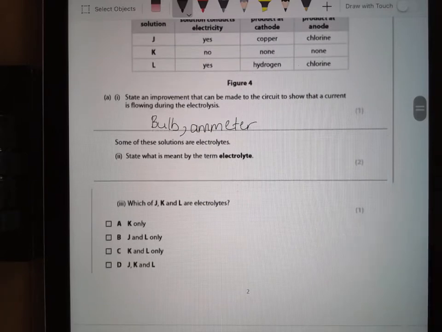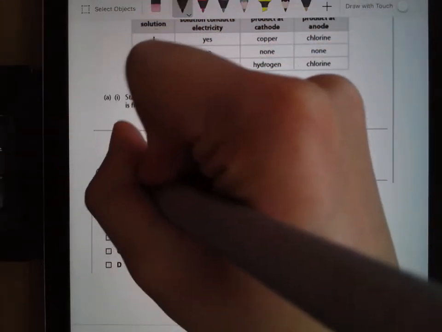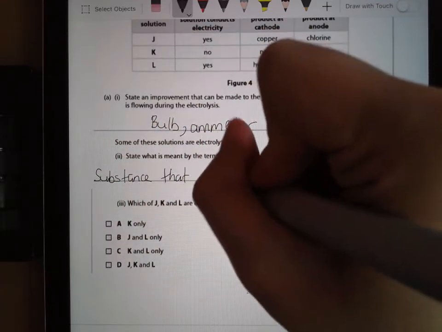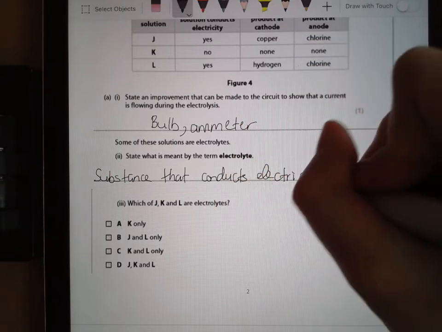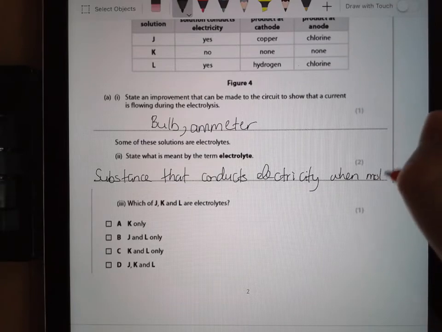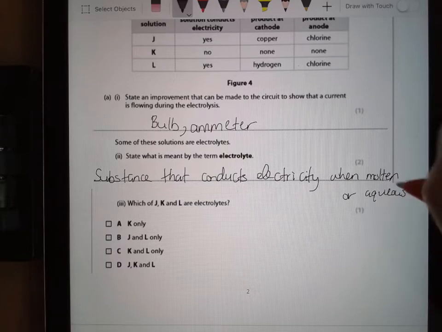What is meant by the term electrolyte? Okay, so an electrolyte is a substance that conducts electricity, and you'll get a mark for mentioning conducts electricity, but it only conducts electricity when it is molten or aqueous. And your second mark comes from mentioning molten or aqueous. Instead of molten, if you wrote liquid, and instead of aqueous, if you wrote in solution, that's fine, but you need both of these things to pick up the second mark.